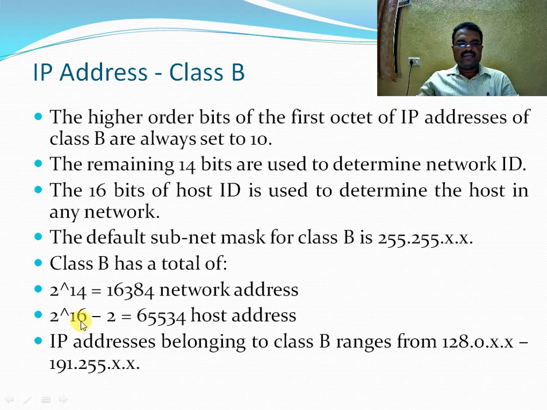So class B has a total of 2 to the power of 14, which is 16,384 network addresses, and 2 to the power of 16 minus 2, that is nothing but 65,534 host addresses. Because here we are taking 14 bits from the first 16 bits, the 10 bits are used to identify the class B address. IP addresses belonging to class B range from 128.0.x.x to 191.255.x.x.